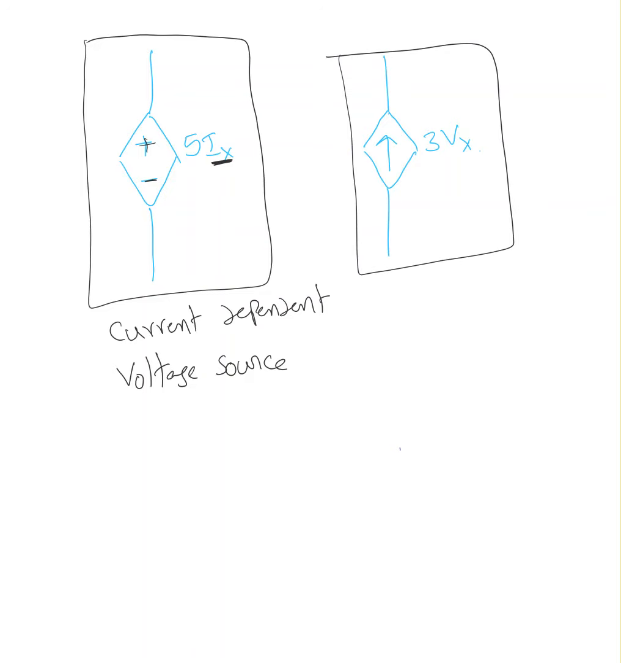Here is another example. It is a rhombus, so definitely a dependent source, and you see an arrow inside, so definitely it is a current source. If you see an arrow, it is a current source; if you see plus and minus, that's a voltage source. Now, what is it depending upon? Vx is the voltage, so it is a voltage dependent current source. These are the types of sources.